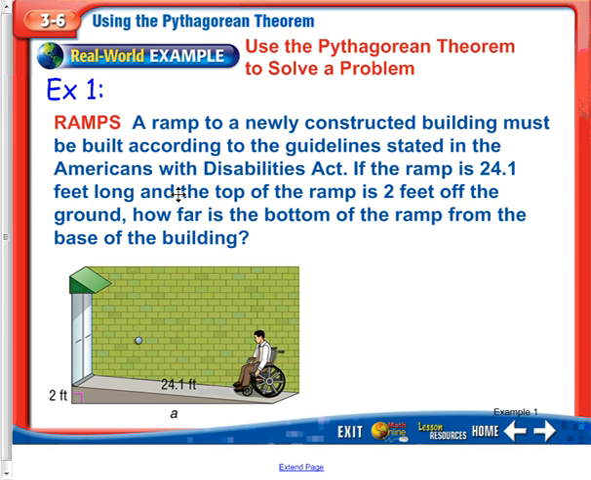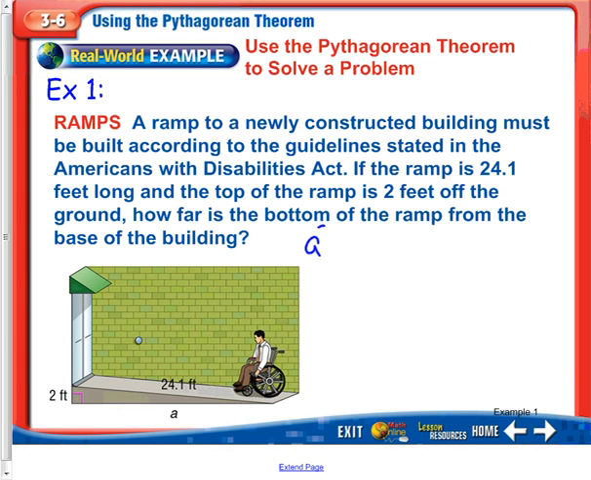So in example 1, it says a ramp to a newly constructed building must be built according to the guidelines stated in the Americans with Disabilities Act. If the ramp is 24.1 feet along, the top of the ramp is 2 feet off the ground, how far is the bottom of the ramp from the base of the building? So you can see here they already filled in our different things for the picture. So we can see here that the hypotenuse is 24.1. Our height here, which is a leg, is 2 feet, and then we're looking for the other leg.